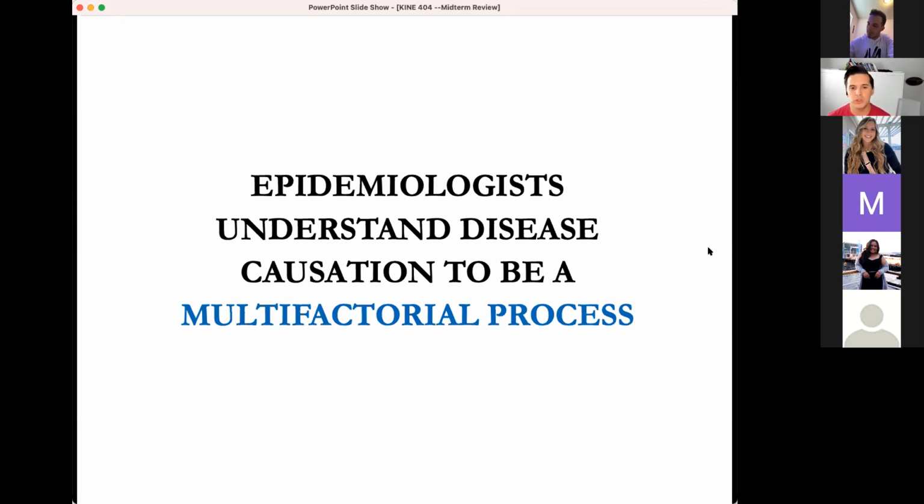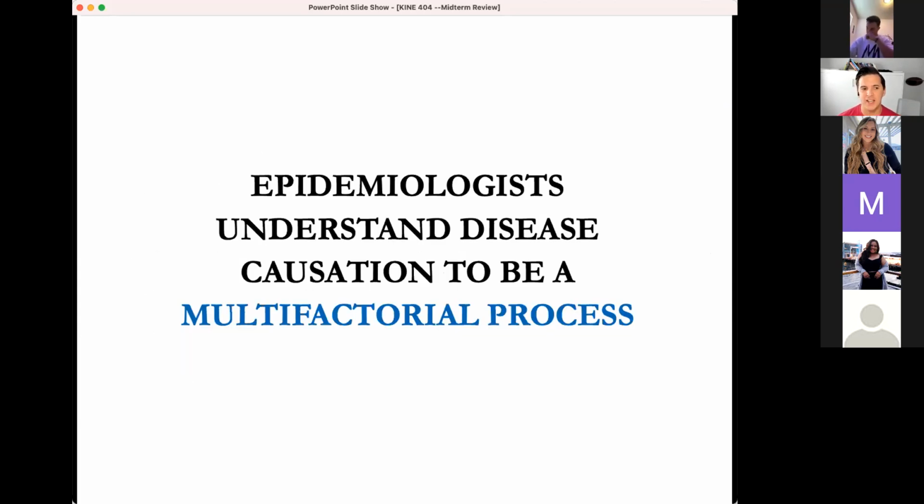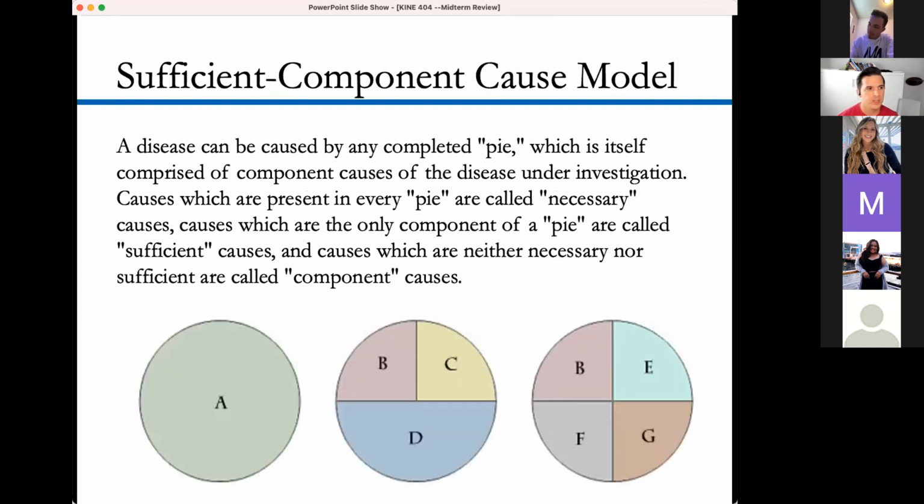We moved into disease causation, or causal inference. So causal inference, make sure you know in general what causal inference is. It's a conclusion about the presence of a health-related state or event and the reasons for its existence. And this is determined through study design and that rigorous process that we use through multiple studies to determine how some behavior or exposure, or some determinant, is associated with some health outcome.